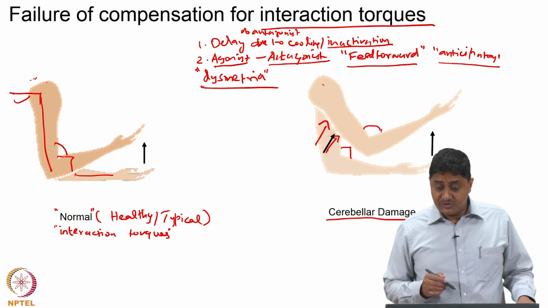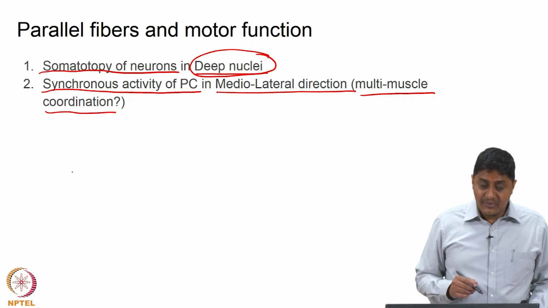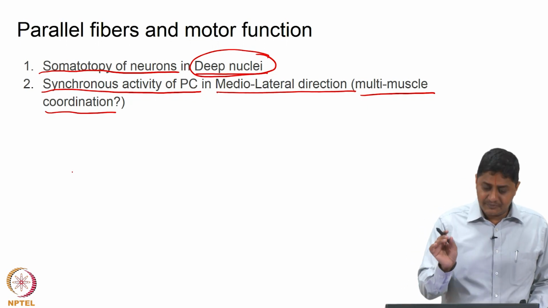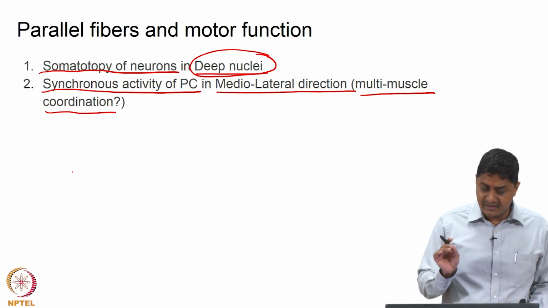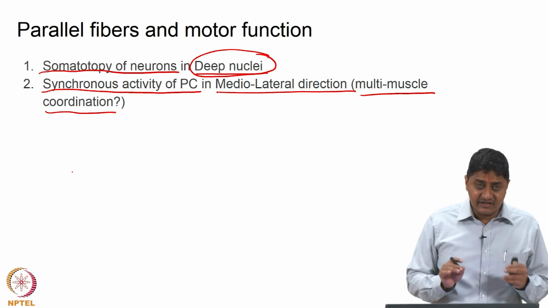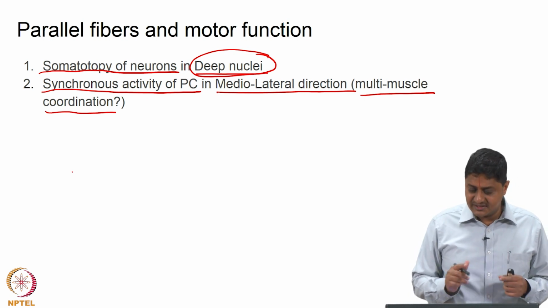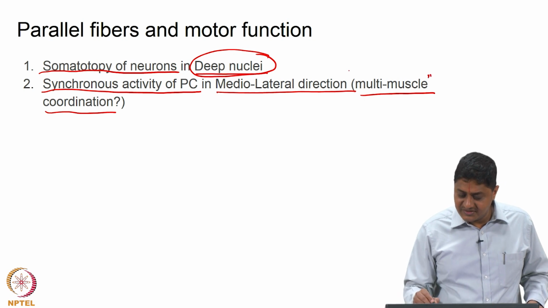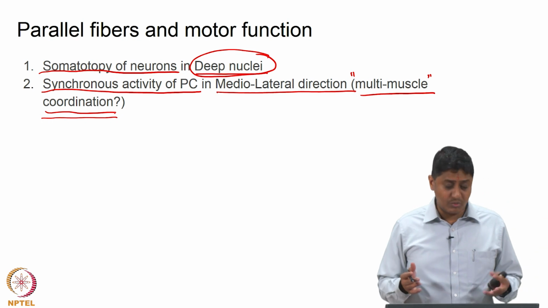That is in the healthy individual. So, that means that probably the parallel fibers activate Purkinje cells in such a way that there is synchronous, or appropriately timed, activity of Purkinje cells that leads to multi-muscle coordination, right, and this is critical for movement control and movement modulation.